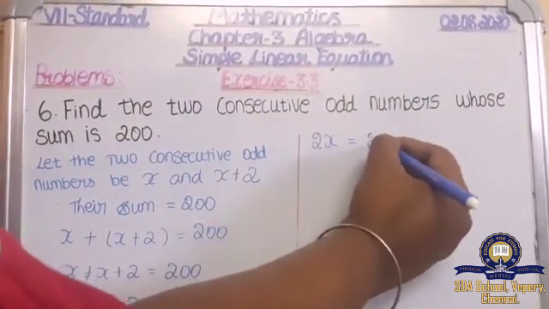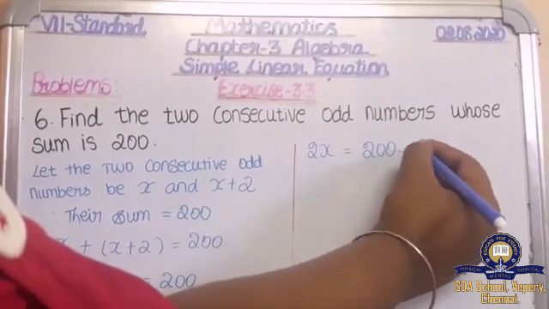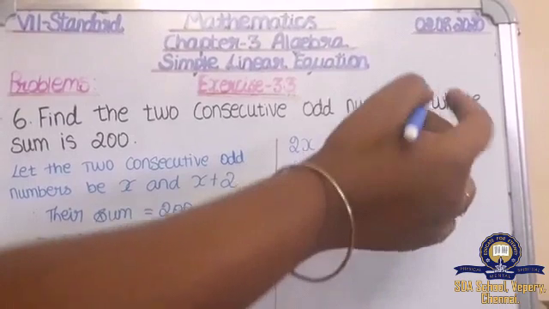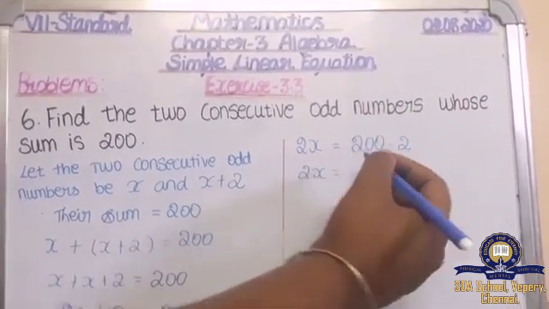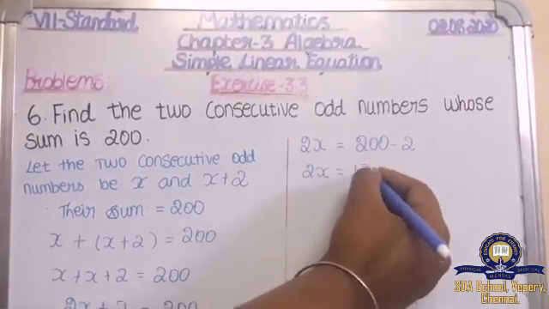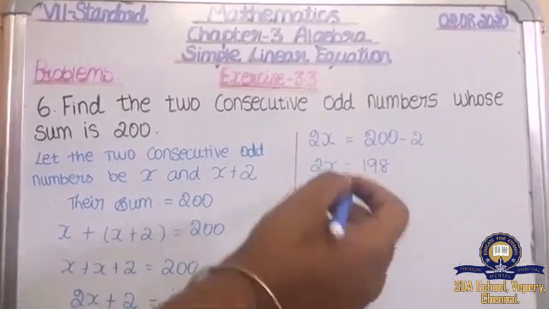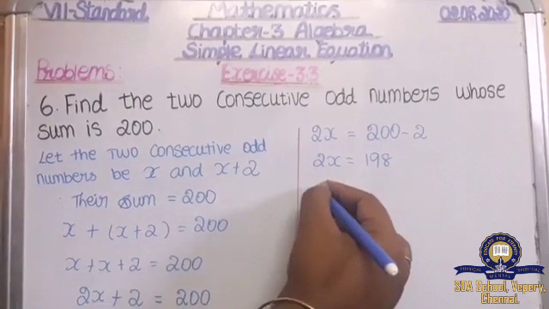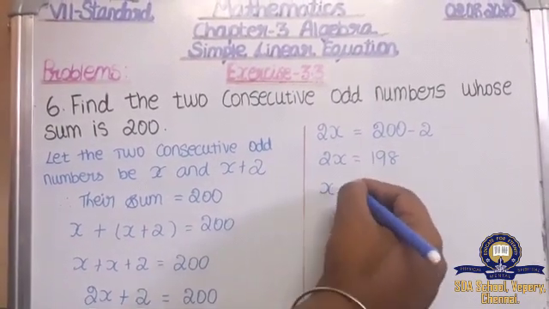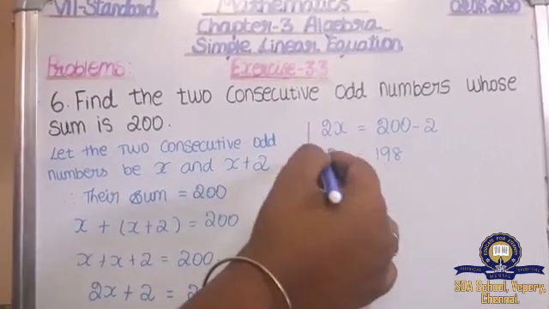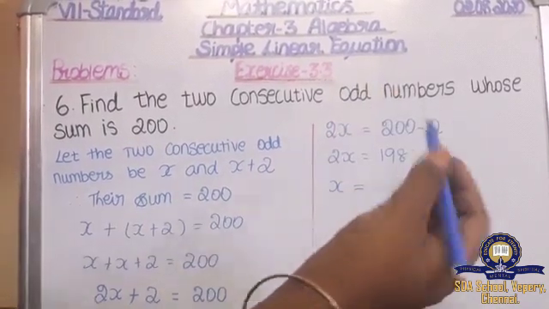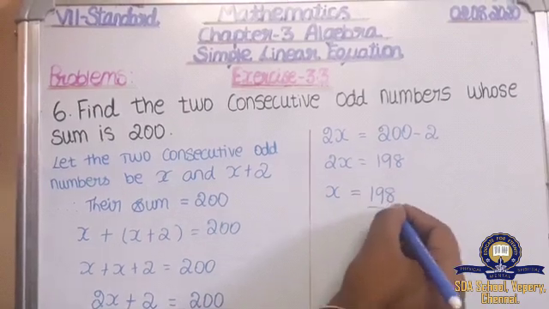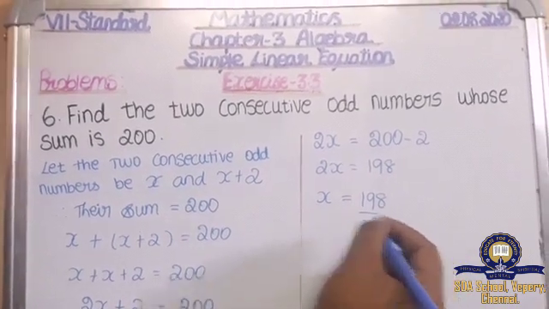Therefore 2x is equal to 200 minus 2. Now 2x is equal to, when we subtract this 2 value, 200 minus 2, we get 198. Now we need to find the unknown variable x. So here take x on the right hand side. 2 is in multiplication with x. When it goes to the other side, it will become divide. Therefore x is equal to 198 divided by 2.